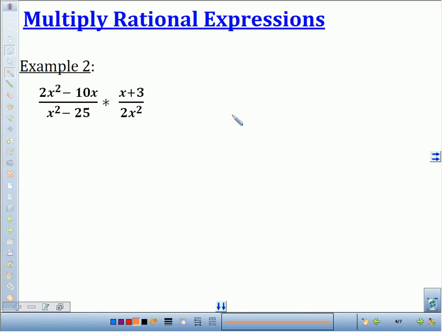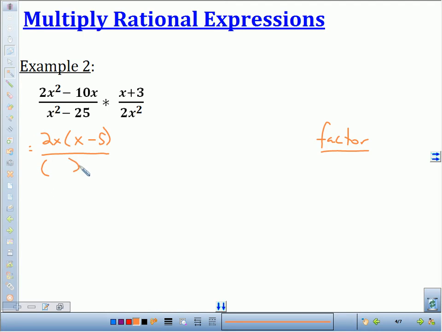First things first, we want to factor. So that's going to be our first step. So let's factor. We've got 2x squared minus 10x. We can factor out a 2x there. So we get 2x times x minus 5.